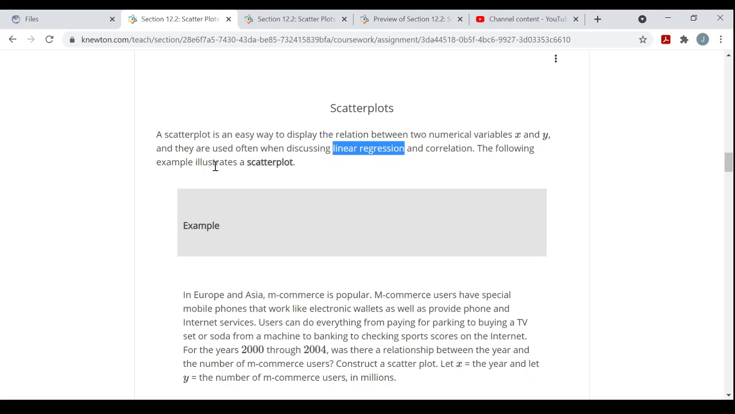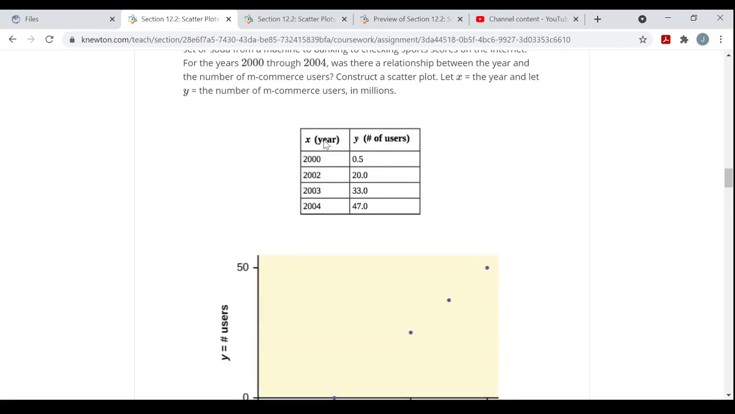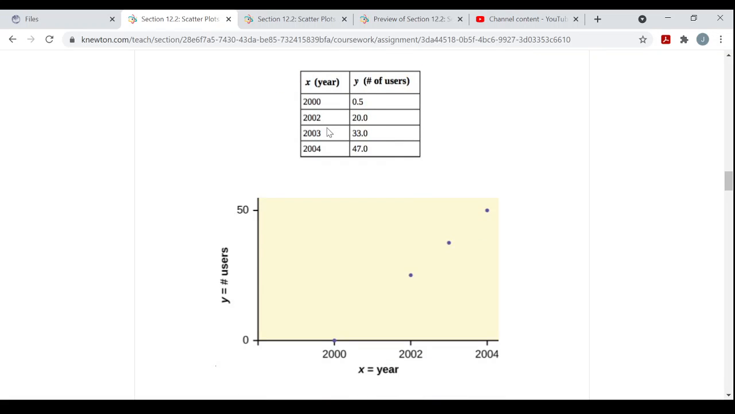The following example illustrates a scatter plot. All right. So again, I'm not going to read the example, just look at what we're doing here. Say x represents the year, y represents numbers of users in millions, and you see there are four ordered pairs here. x is 2000, y is half a million. x is 2002, y is 20 million. 2003, 33. 2004, 47.